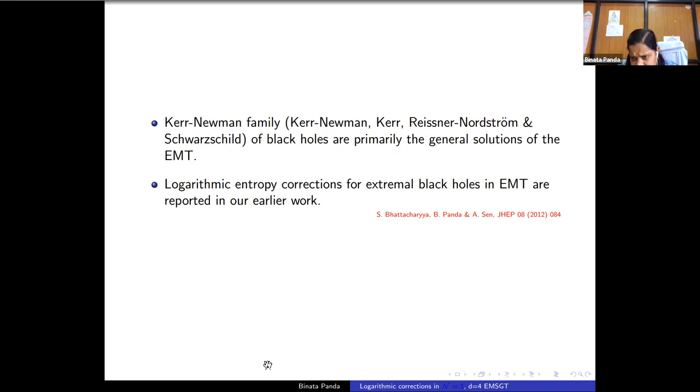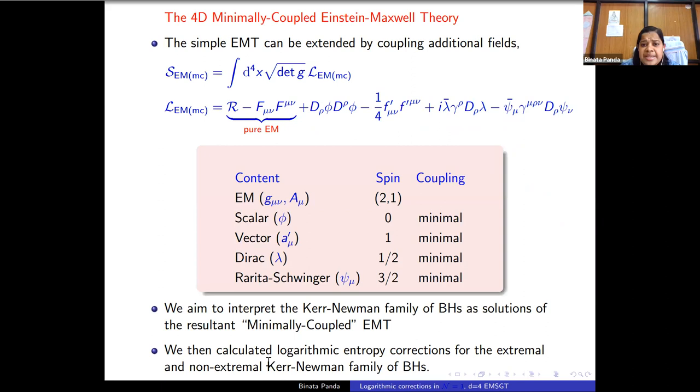And we computed these logarithmic corrections for extremal black holes in this simple Einstein-Maxwell theory in 2012. That was the work by Professor Sen and Bhattacharyya, Panda, Sen, in 2012, where we computed the logarithmic entropy corrections for extremal Kerr-Newman family of black holes in this simple Einstein-Maxwell theory. In the current work, we basically generalize or extend our work on the black hole solutions by coupling to additional fields. So in general, you can couple many vectors or Dirac fields or Rarita-Schwinger fields or scalar fields to this theory. That I call a generalized Einstein-Maxwell theory.